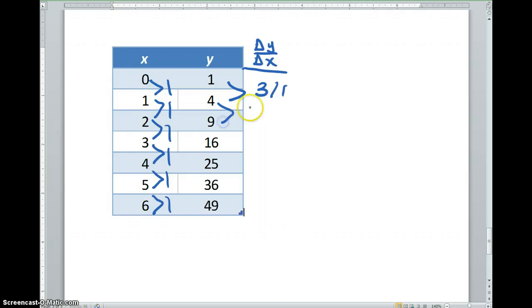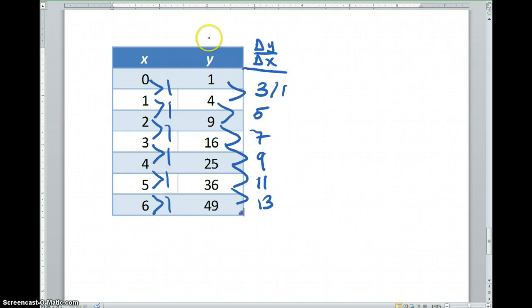From 4 to 9, the change in y is 5 and the change in x is 1. Here the change in y is 7. Here the change in y is 9. Here the change in y is 11. And here the change in y is 13. Okay, well, what kinds of things could we say?